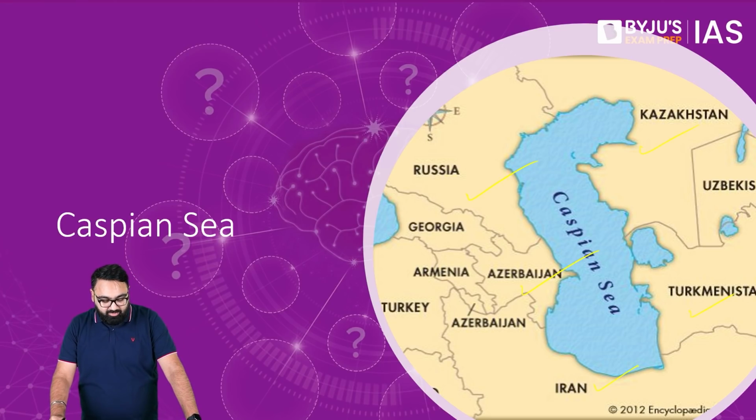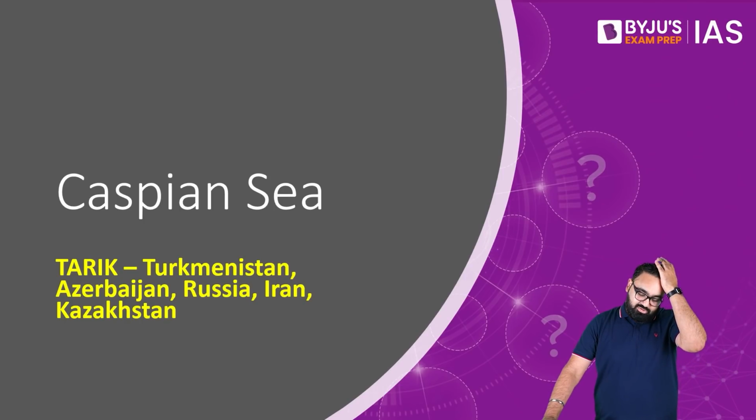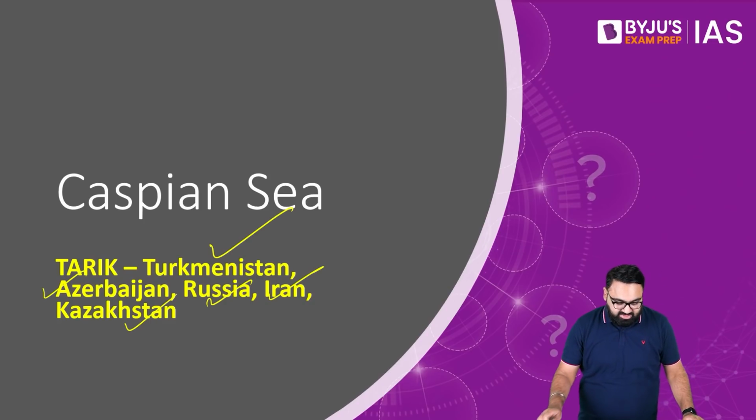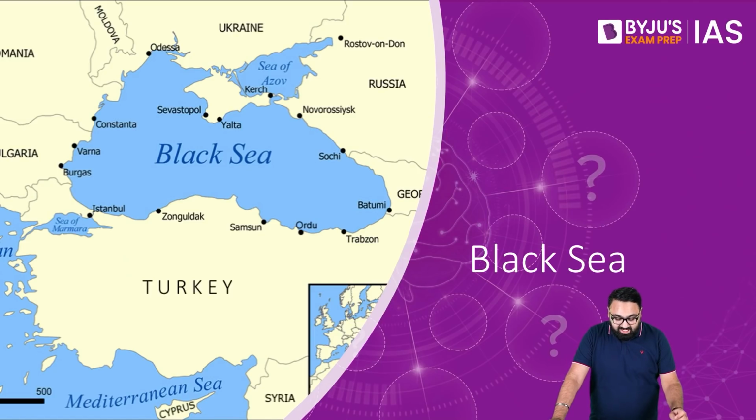Let's see, how do we remember the Caspian Sea? Tariq, T-A-R-I-K, simple. As a great Sunny Deol used to say, Tariq pe Tariq. So this is Tariq, T-A-R-I-K. That is Turkmenistan, Azerbaijan, Russia, Iran, and Kazakhstan. Simple. The Caspian Sea.